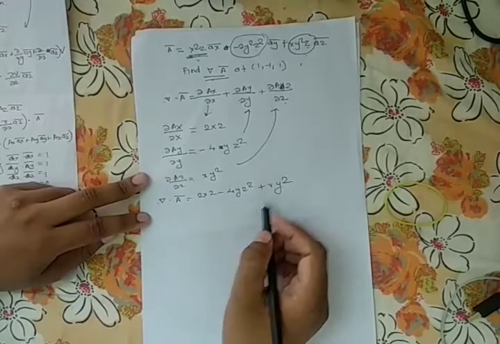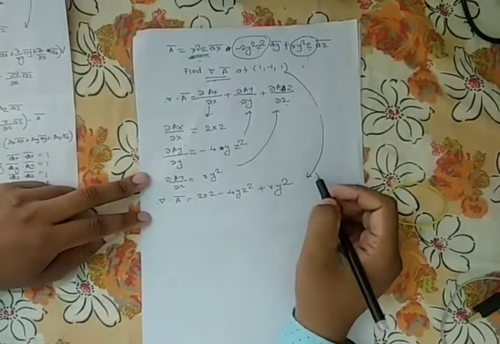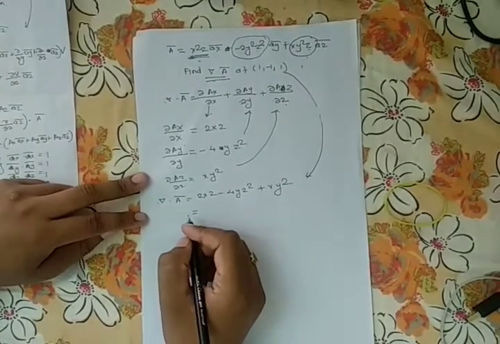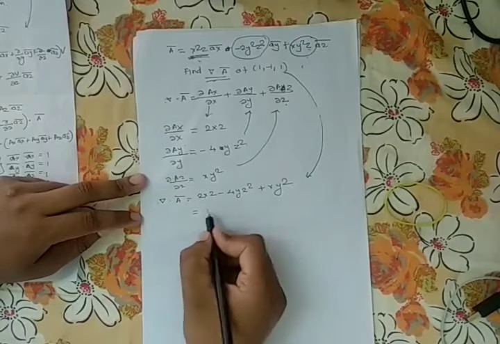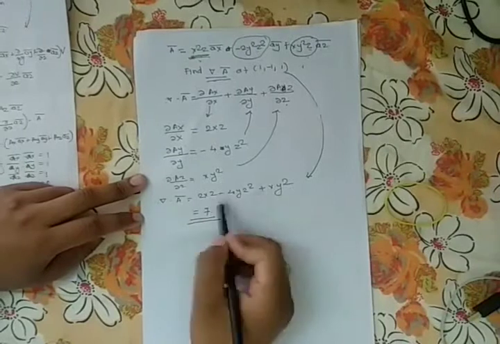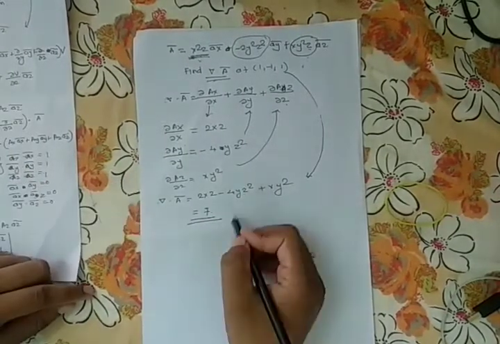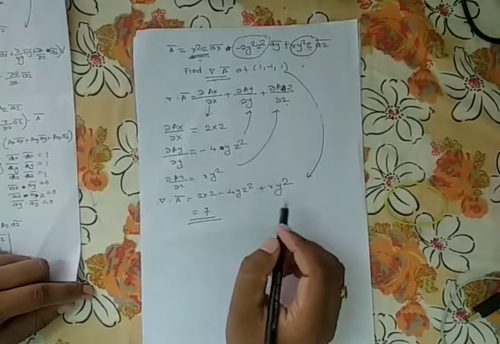But they told you that you have to put the values of (1, -1, 1). So put the values of x, y, z as 1, -1, 1, and you will get the answer 7. So solve this on your own and you will get this answer 7. If not, just put in the chat box what is the correct answer.